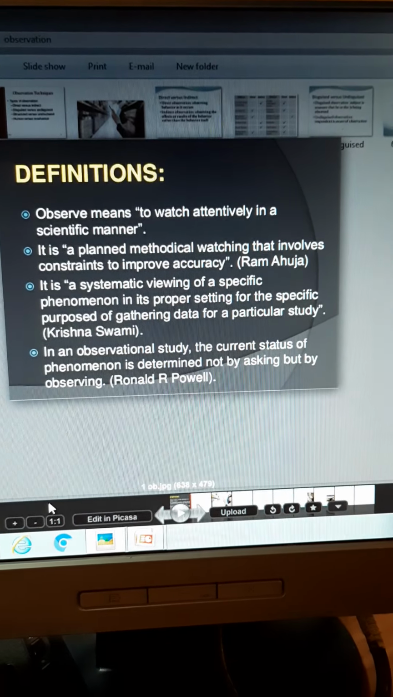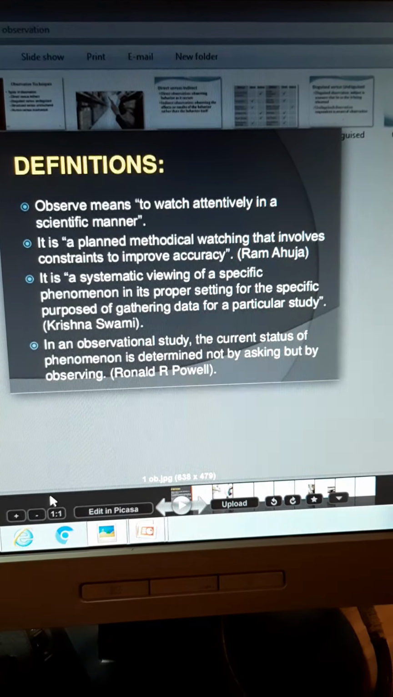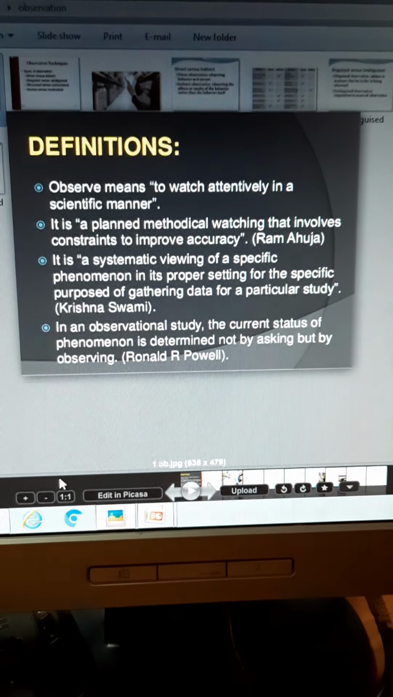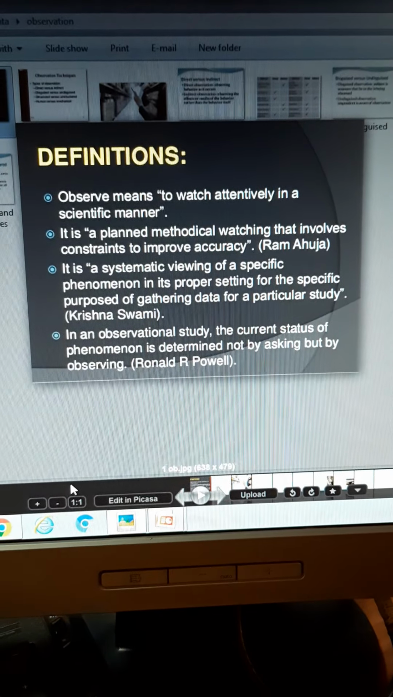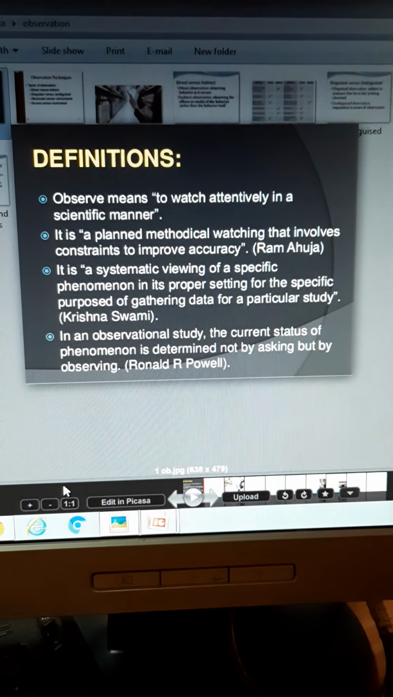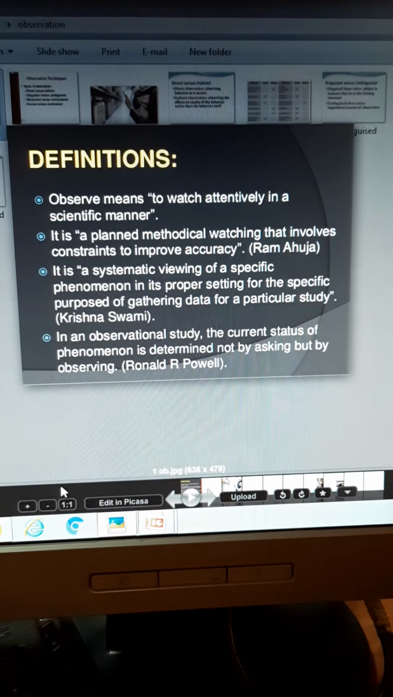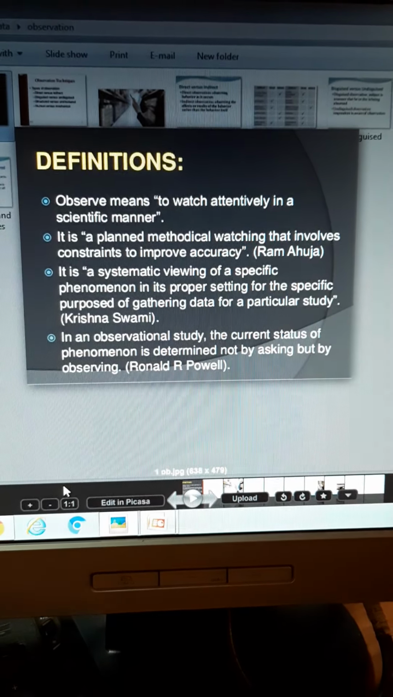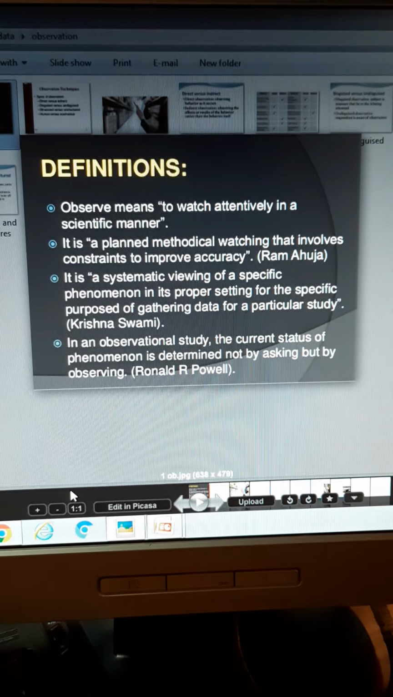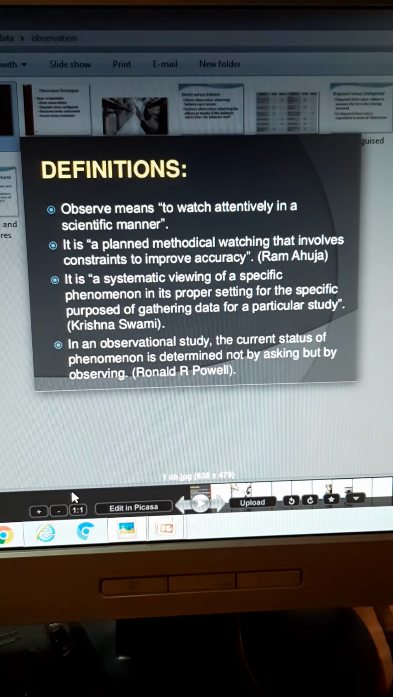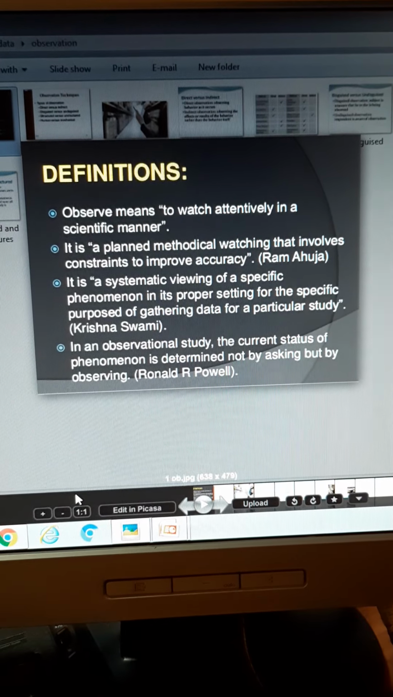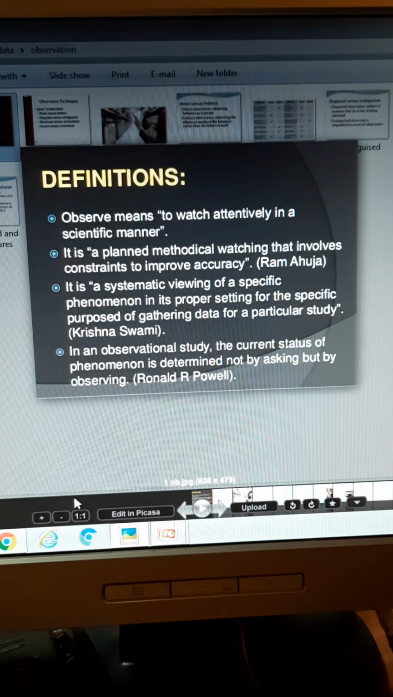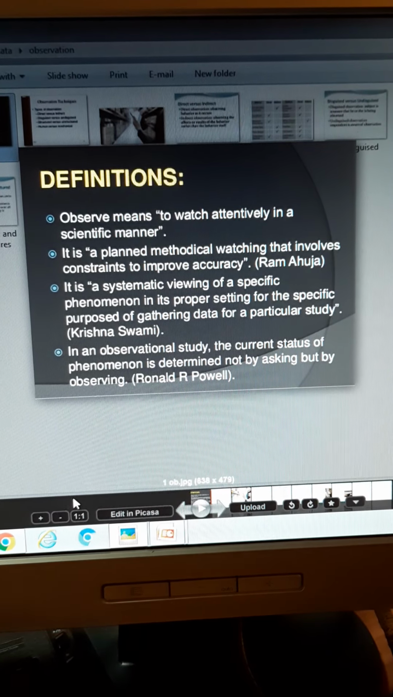All these are primary data collection. There you are observing through a questionnaire, here you are observing. There is a different parameter for this. Okay, so what is an observational research? Observation means to watch attentively in a scientific manner. In social research, how do you use it? It is planned methodologically, and the watch involves a particular level of accuracy. There is a table, there is a format which is used to systematically observe.